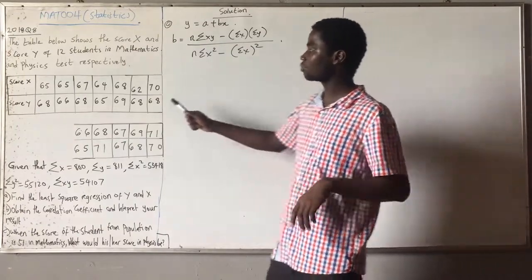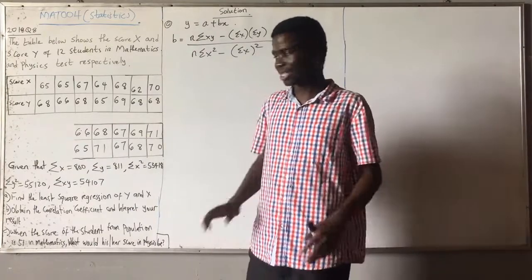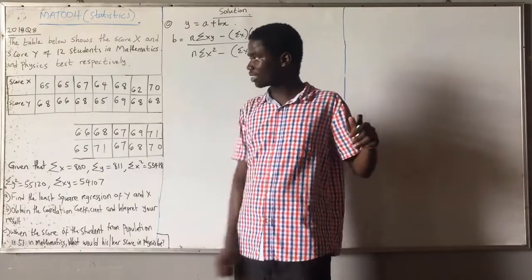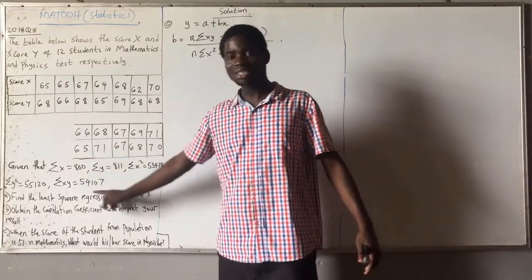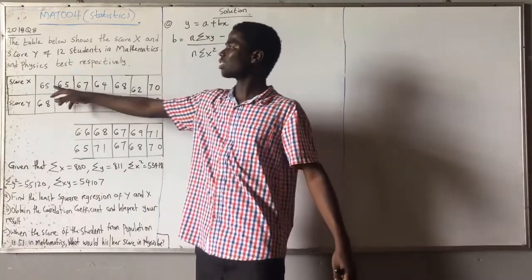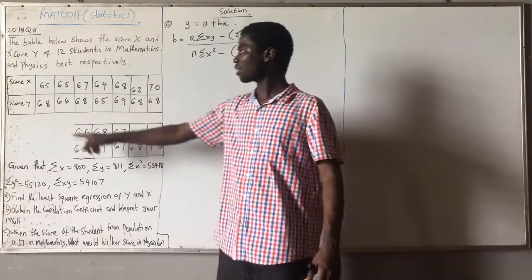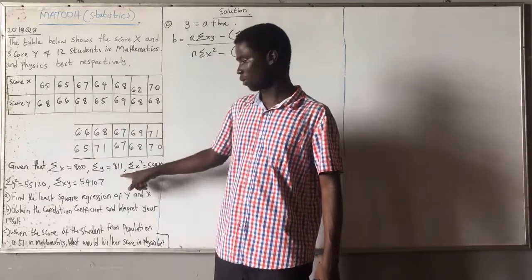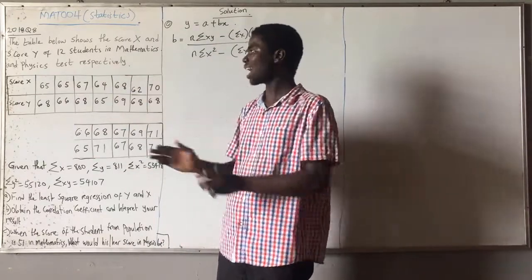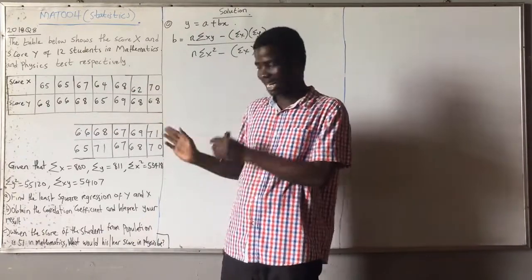You see this table? Assuming you are just given the table, see they have helped us so well that they have written out all this. Assuming they have not written out all this, you are the one to calculate all these things yourself. How? You will draw a big table. You will add all the X together to get 800. You will add all the Y together to get 811. You will square all the X, that is 65 squared, you will write the answer, 67 squared, you will write the answer, 64 squared, you will write the answer, like that. Do you understand?